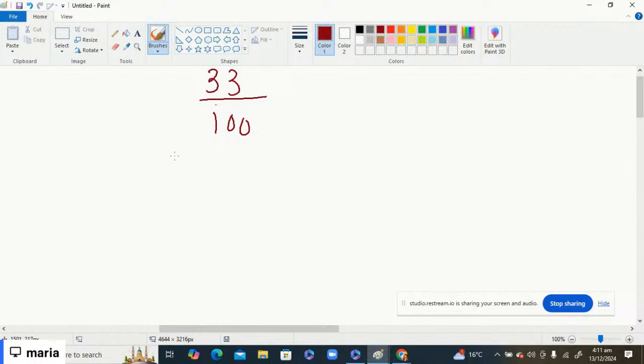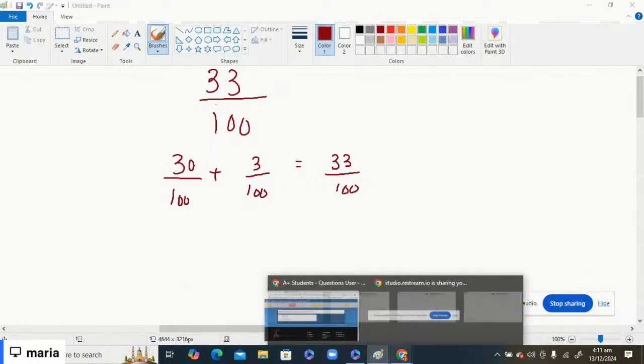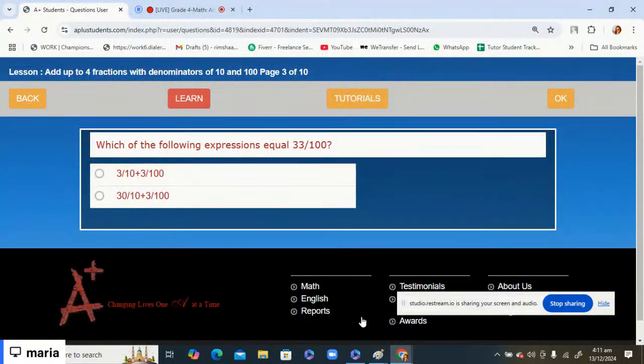So one way is to put 30 over 100 and 3 over 100, then you get the answer 33 by 100. But when we see the options, is there any option for 30 by 100 or 3 by 100? No. So the other way, we already know it.